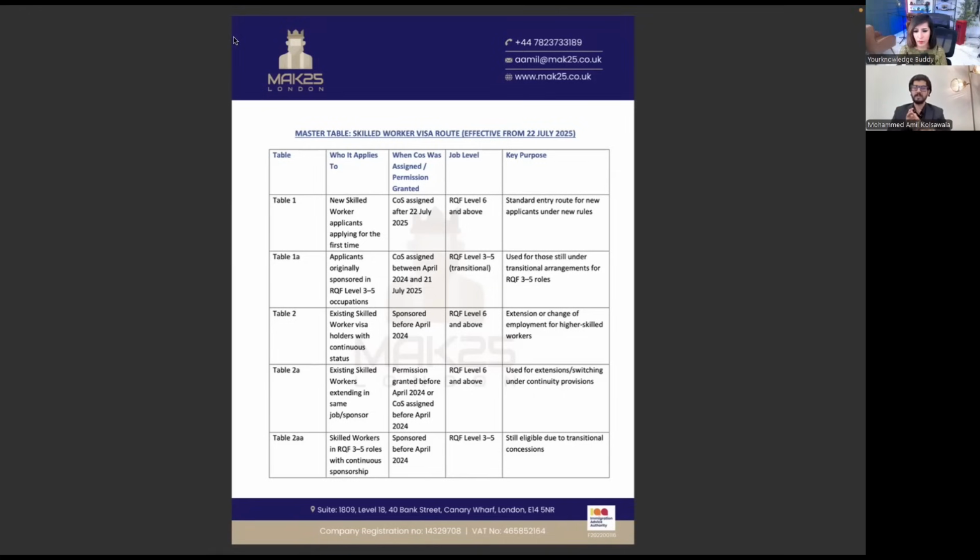like warehouse managers, business development executive, chefs, most of them from hospitality industry. So these roles are for the people who have been sponsored before April 2024, only RQF level 3 to 5, and who will get a transitional concession whenever they are going to switch or extend the visa application pre-April 2024.